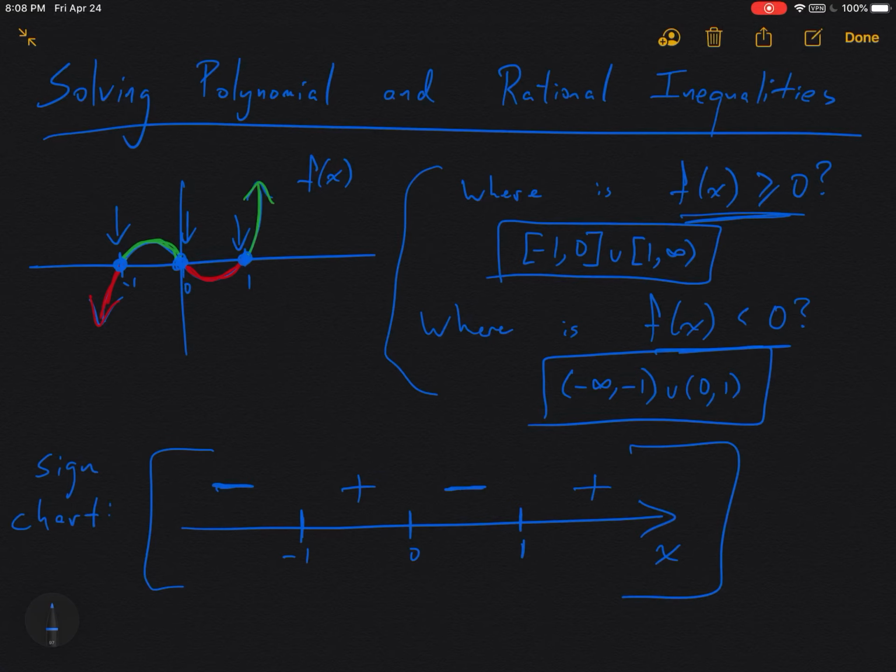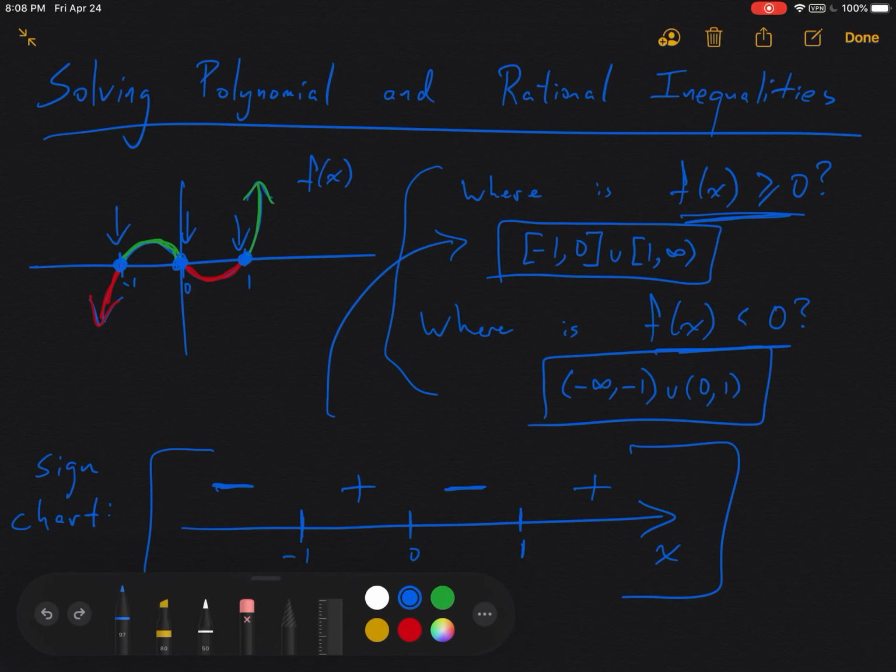This is what we're going to be making in this section to figure out when a polynomial or a rational function satisfies a certain inequality. If I wanted to know the regions on which f was positive, I would just have to look at this sign chart and say that it's positive here and here, for example. And then I could write those regions in terms of interval notation like I have up at the top here.